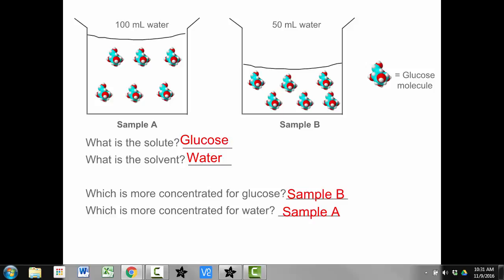Just like if you only had a spoonful of Kool-Aid, you could add it to a whole pitcher of water, and it would not taste very good, or you could add it to a small cup of water, and it would be much stronger, even though it's the same amount of Kool-Aid powder that you're adding.